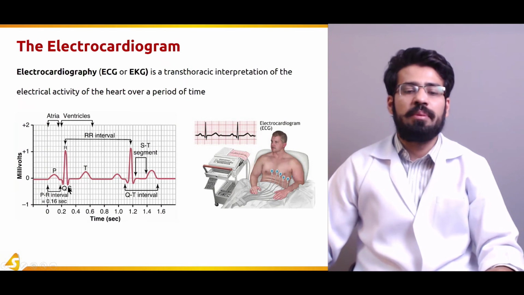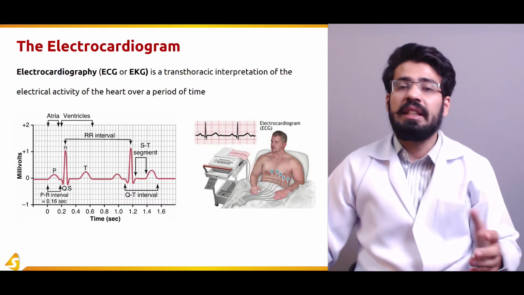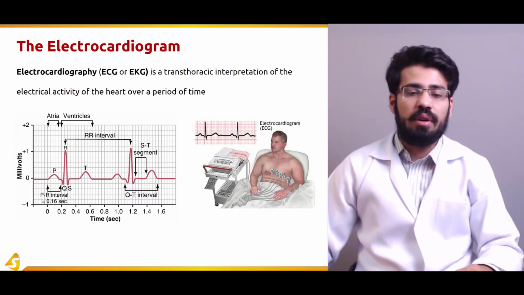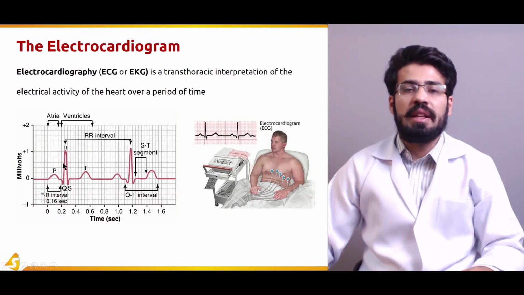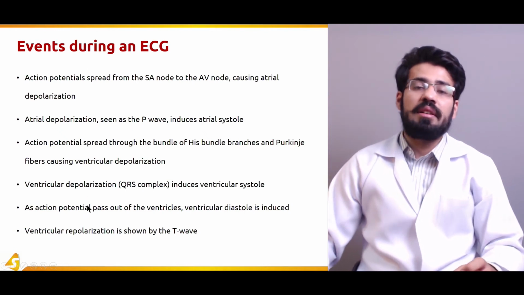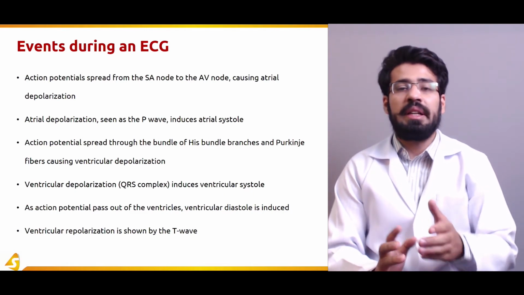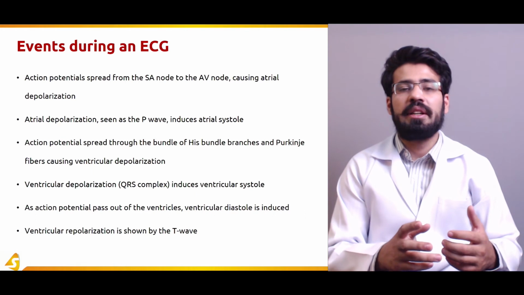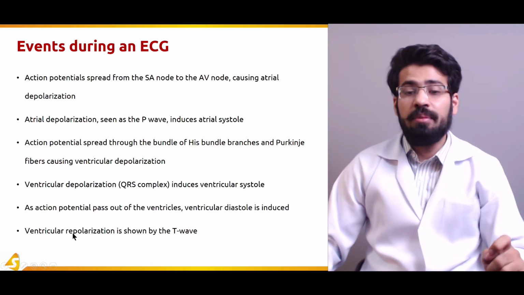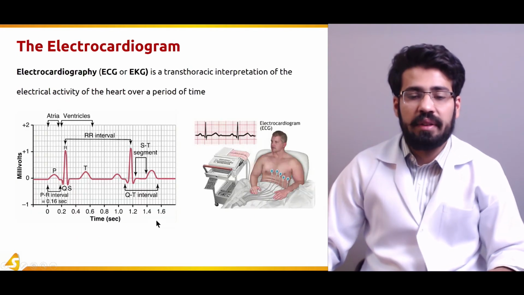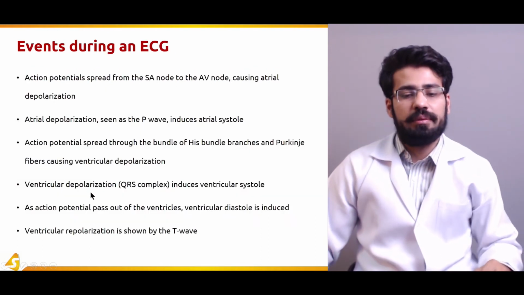The QRS complex explains the depolarization of the ventricle. QRS basically induces the ventricular systole. The ventricular systole is a phase where the ventricles contract, sending deoxygenated blood to the lungs and oxygenated blood through the aorta to the whole body. Now, the ventricular repolarization is shown by the T wave, as explained in the previous slide.